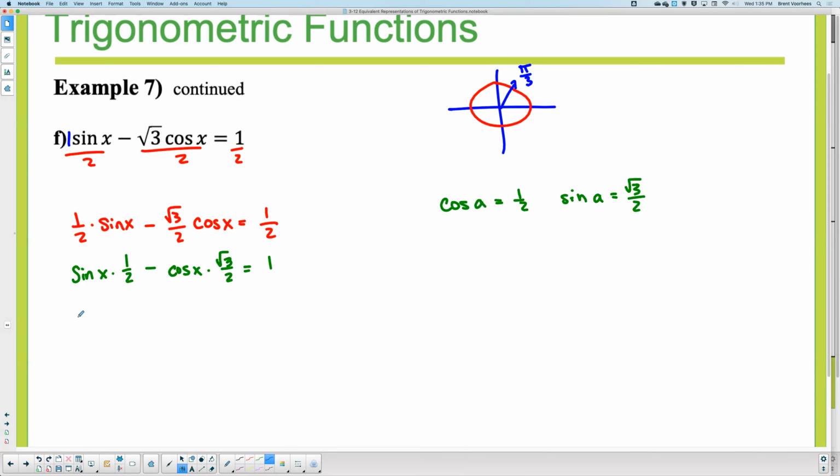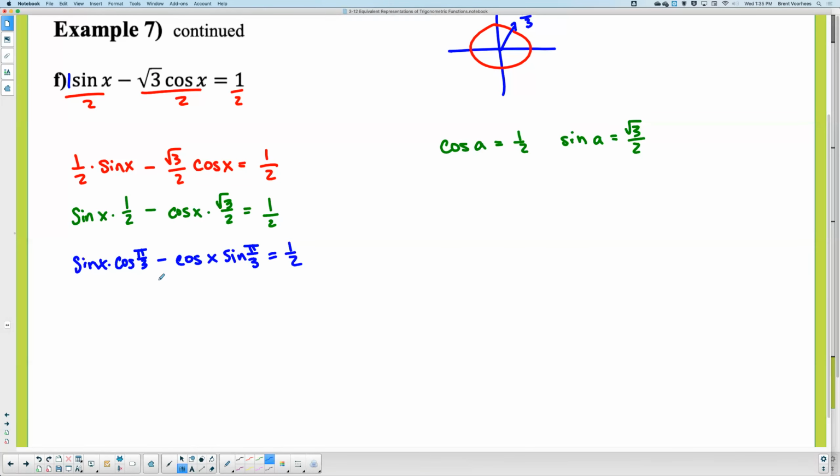So this is a long way of getting to this. This is sine x. That should be 1/2. Sine x times cosine of pi over 3, I'm replacing 1/2 with cosine pi over 3, minus cos x sine pi over 3 equaling 1/2. Why did I do all that? Because now I can finally say this is a sine difference identity.